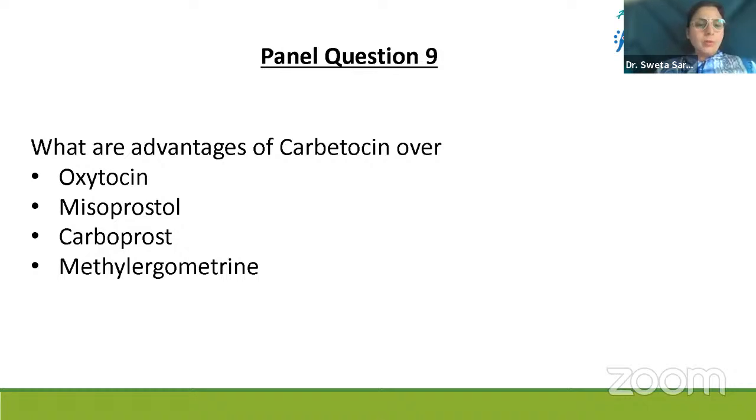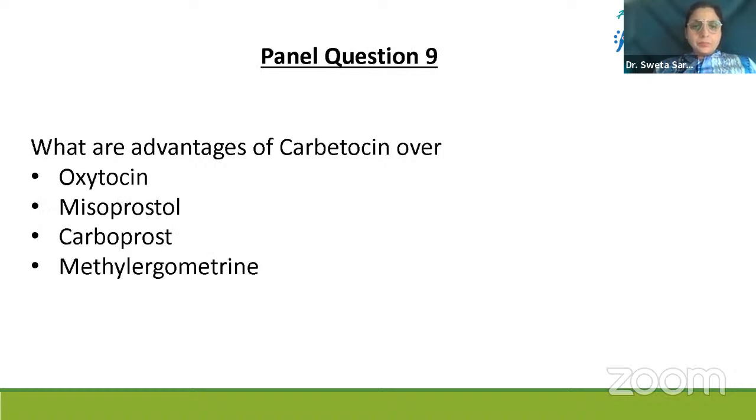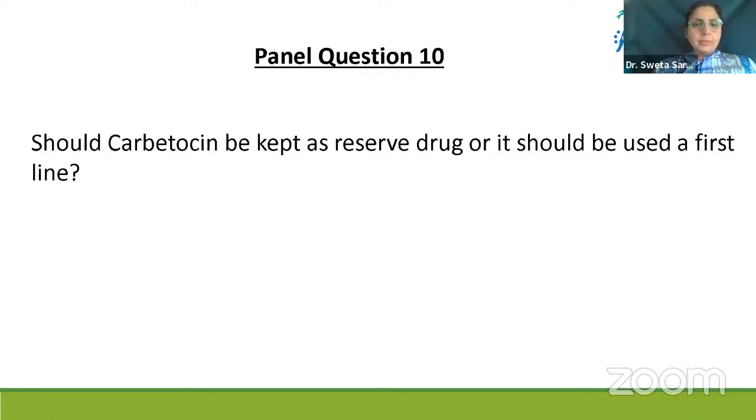Yes, then you cannot. So all these contraindications are there for methylergometrine. Yes, next question we can discuss.